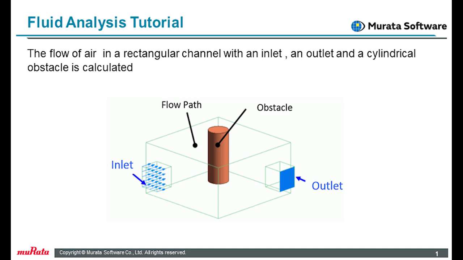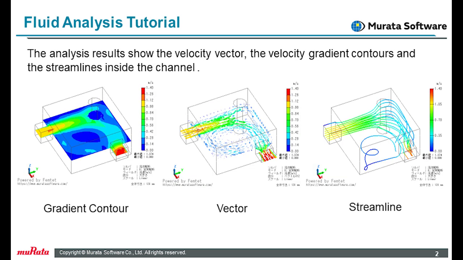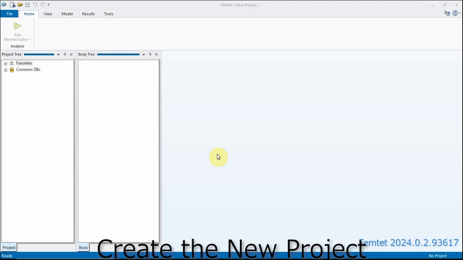The flow of air in a rectangular channel with an inlet, an outlet and a cylindrical obstacle is calculated in this fluid analysis tutorial. The analysis results show the velocity vector, the velocity gradient contours and the streamlines inside the channel. A new project is created first.